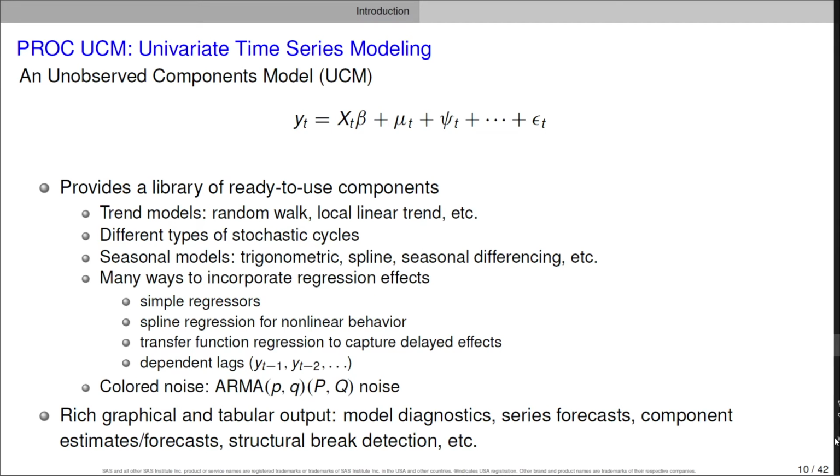After that brief introduction to SSMs, let us look at the capabilities of PROC UCM, which is designed for univariate time series modeling. By univariate time series, I mean you are studying a single response variable y, which is recorded at a regular interval such as daily, weekly, or monthly. As an example, suppose y denotes a daily electricity demand at a utility between 10 to 11 am.